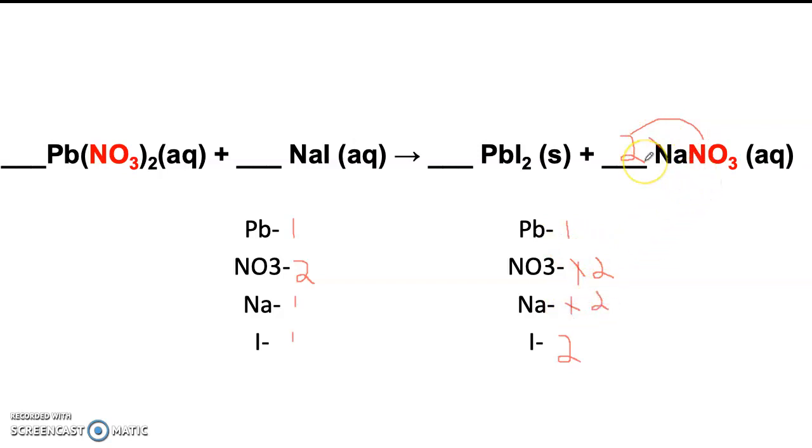All right, so now we go to the left side. We want to balance the sodiums and the iodides. So I'm going to place a 2 right here, which fixes the balancing of the sodium and the iodide, like so. Perfect. So it's balanced. The left side equals the right side. So we have 1, 2, 1, 2 for our coefficients.